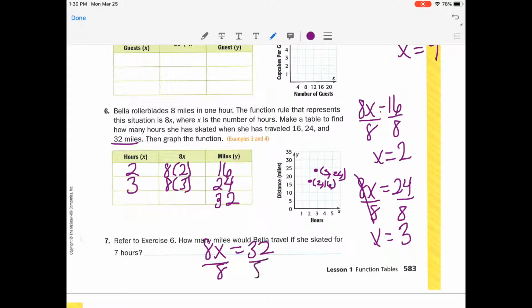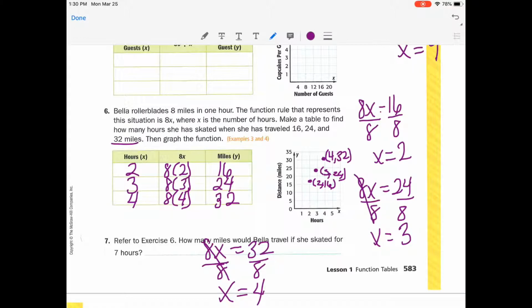And then my last one, I'll just do that one right here, 8x equals 32. Going to divide each side by 8. That cancels out. X equals 4. 8 times 4 is 32. So I'm going to go over 4 up to 32. And it's going to be 4 and 32.